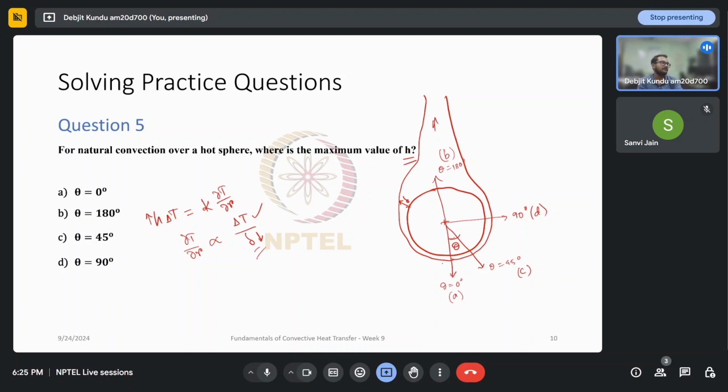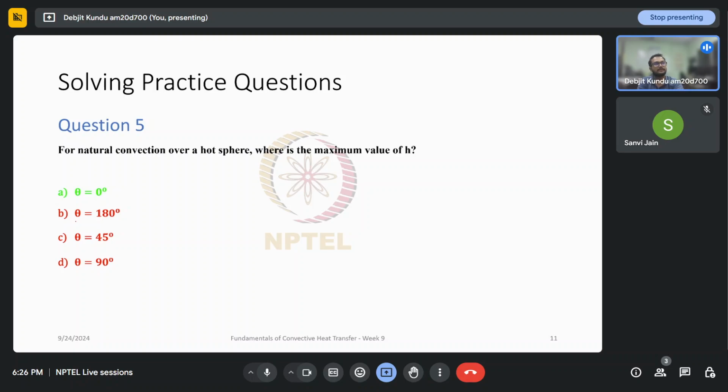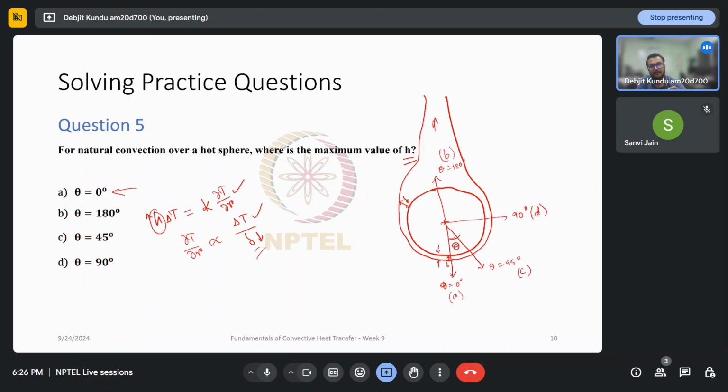So as you can see from the figure, the delta is minimum at this location, at theta equal to 0. So there is a huge temperature difference between the surface of the hot sphere and the surrounding fluid within this region. So that's where there will be a huge temperature gradient, which will lead to a high value of h as well. So the correct answer should be theta equal to 0, option A. Let's take a look at the solution, and it is indeed the solution. Any questions on this? I'll go back, take a look at the picture, and let me know if you have any questions.